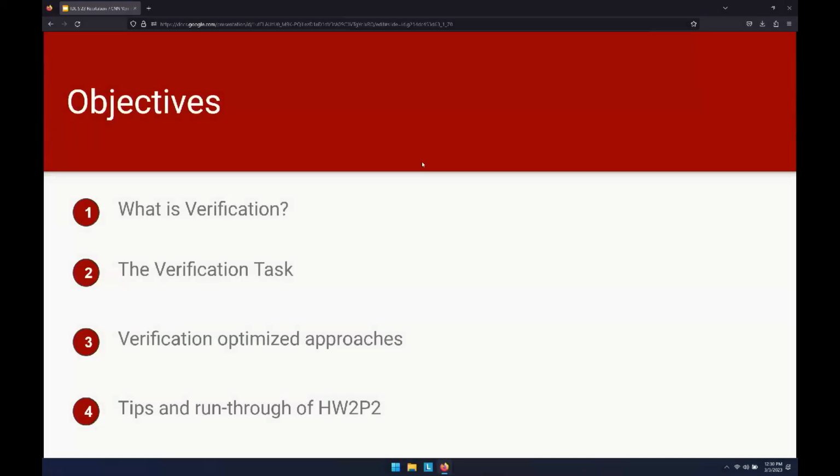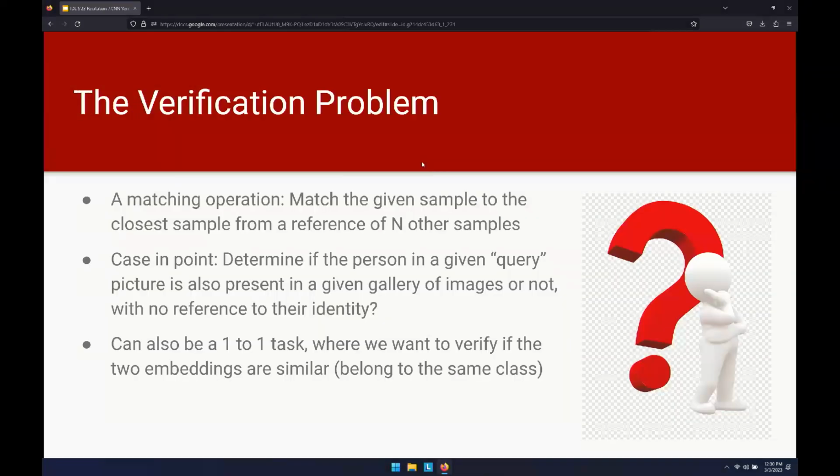Today's recitation is going to be about verification, and this is sort of like a part 2 to last recitation, which was about classification. We're basically going to go over 4 main objectives. First, what verification actually is. Then we're going to describe the verification task and specifically what we require you to do in homework 2 part 2. Then we're going to go over some verification optimized approaches. And finally, we're going to give you some tips and run through the verification part of homework 2 part 2.